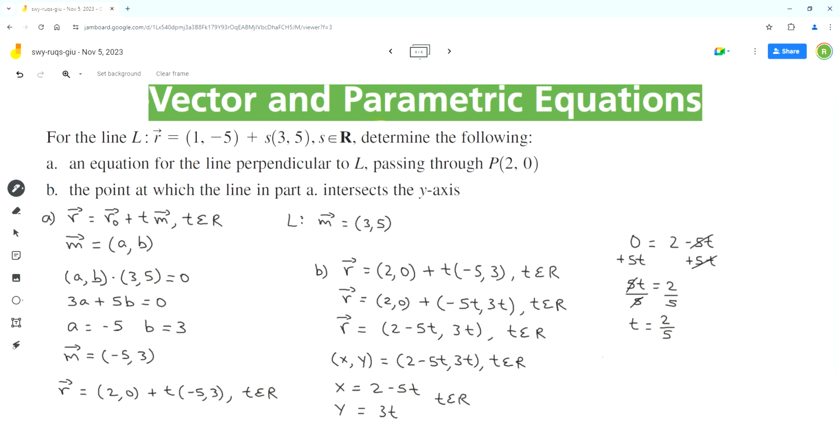Now we can sub in this t value in the y equation to find the y coordinate of the point of intersection with the y-axis. So I get 6 over 5. That means the point of intersection with the y-axis is (0, 6/5). So this should be the final answer for part B. These are the steps you have to keep in mind to solve a problem like this one.